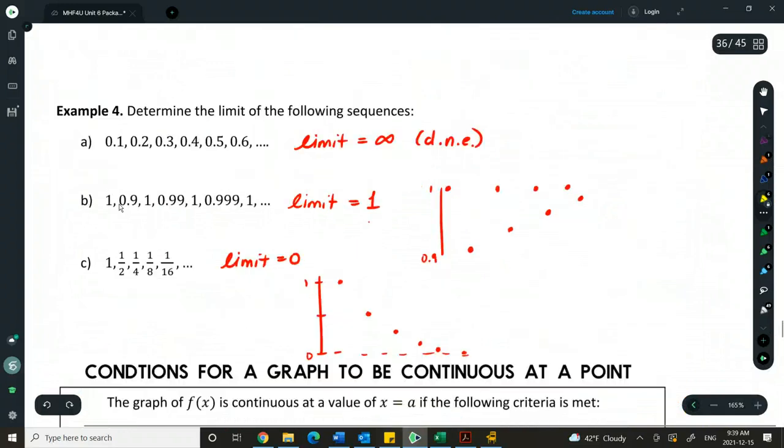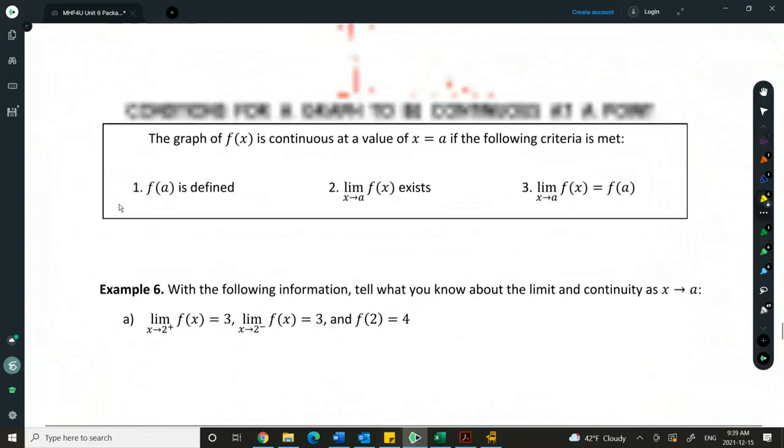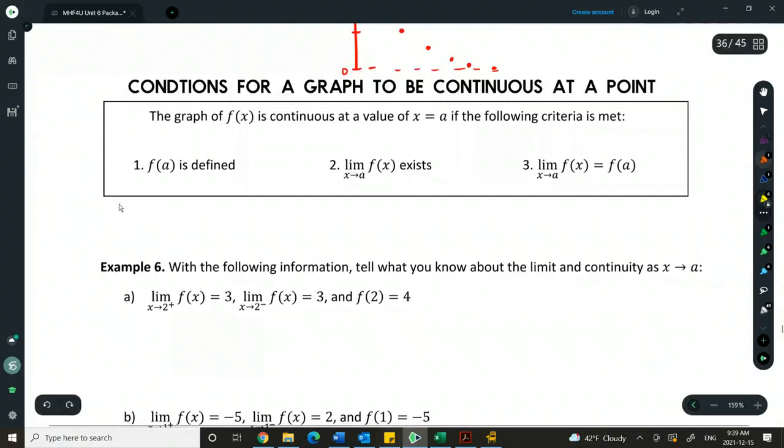Okay, so now that we remember what that is, there are 3 conditions for a function to be continuous at a specific x value, and it's these 3 things. F evaluated at that x value must be a defined value, so it can't be something like 4 over 0, right, or 0 over 0, that's indeterminate and undefined. So it must be defined at that value.